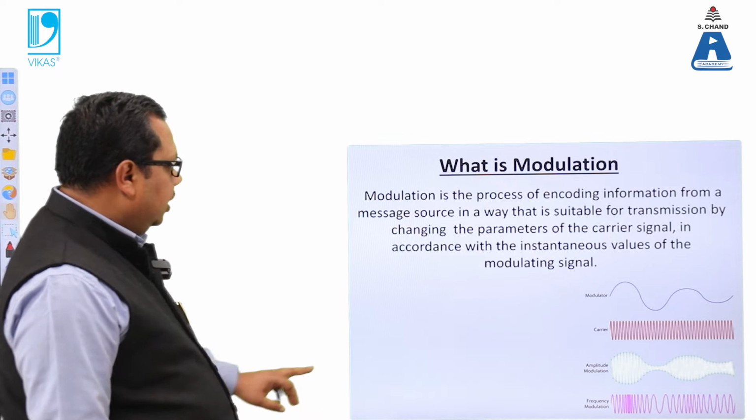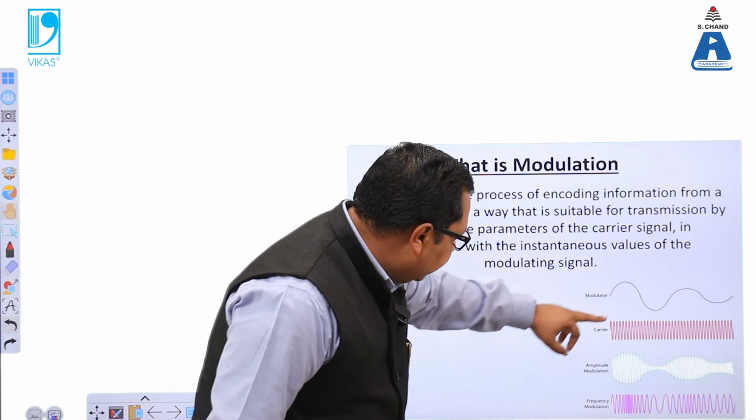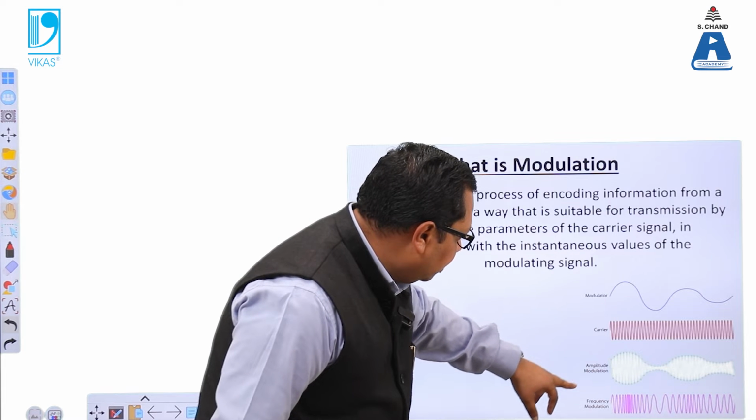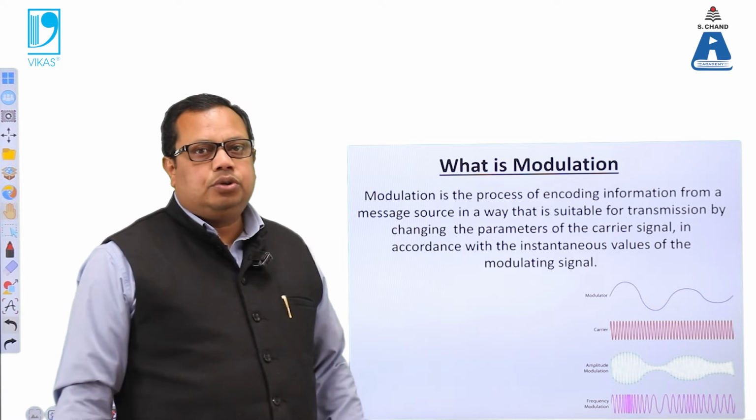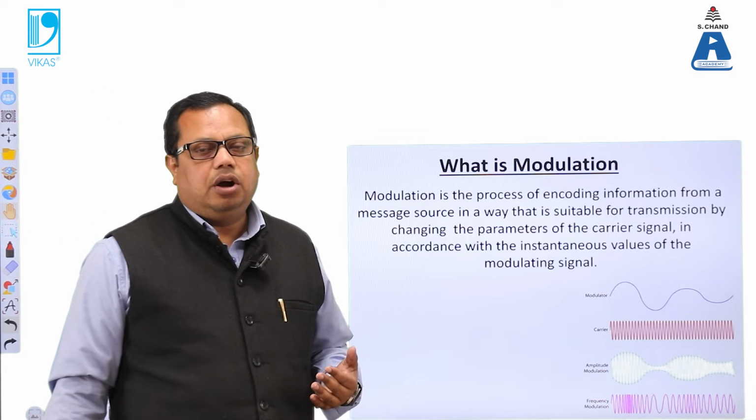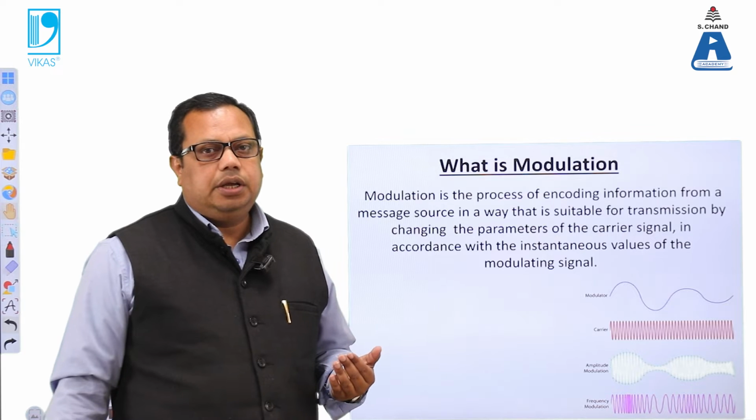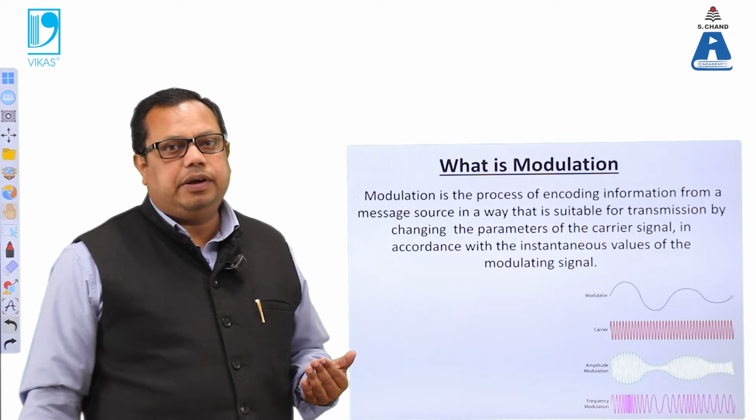Here we can see that this is the modulator, this is the carrier, this is the amplitude modulation, frequency modulation. We will discuss the amplitude modulation and frequency modulation. So we can say that modulation is basically the overlapping of the carrier wave and the target wave.